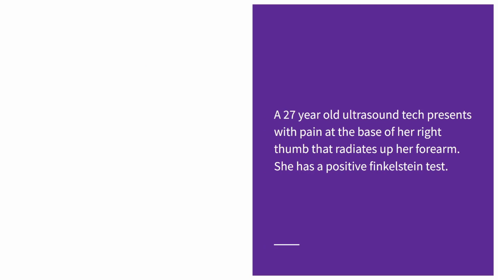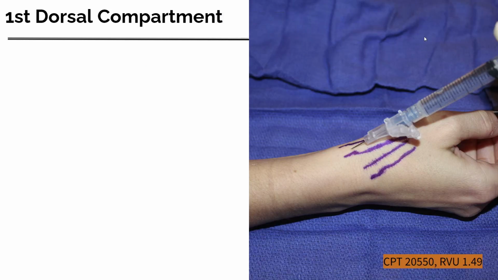A 27-year-old ultrasound tech presents with pain at the base of her right thumb that radiates up her forearm. She has a positive Finkelstein's test. We are, of course, talking about the first dorsal compartment, or more commonly called De Quervain's.